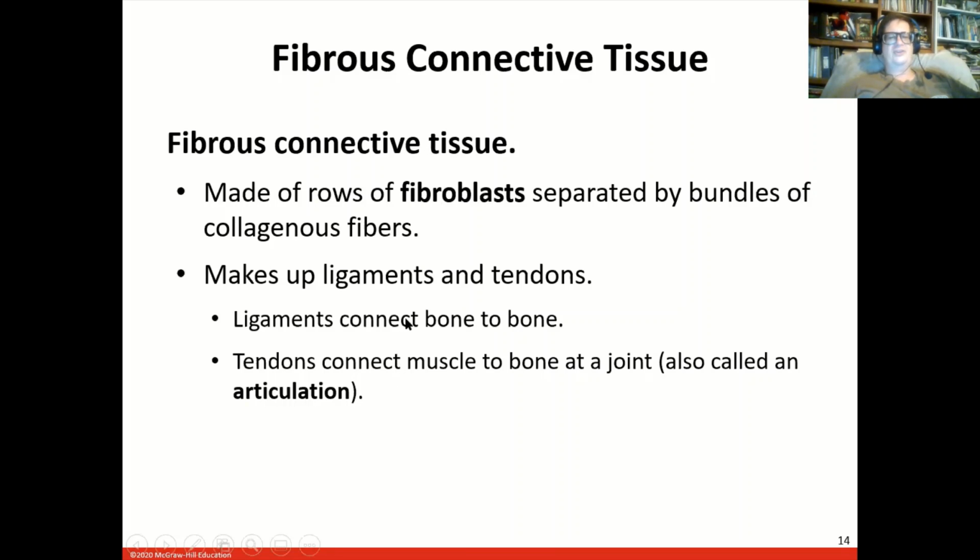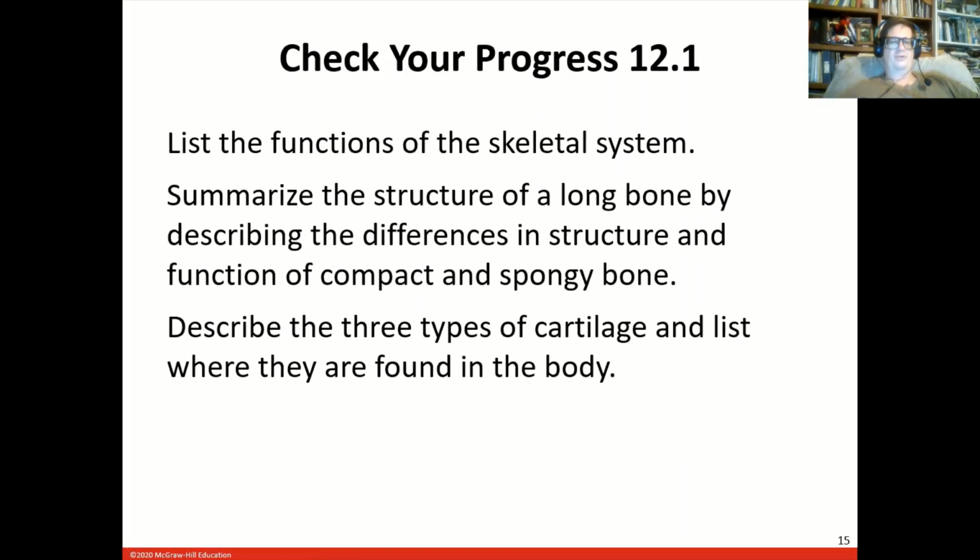This is the tissue that makes up your ligaments and your tendons. Remember, ligaments link bones together. Your book doesn't sound quite as poetic, but it says ligaments connect bone to bone. All true, just not a stylish way to say it. I prefer a mnemonic that helps you. So ligaments link bones together. Tendons tie muscles to bone. Where it says tendons connect a muscle to bone at a joint, at an articulation. Tendons tie muscles to bone. All right, let's move on.